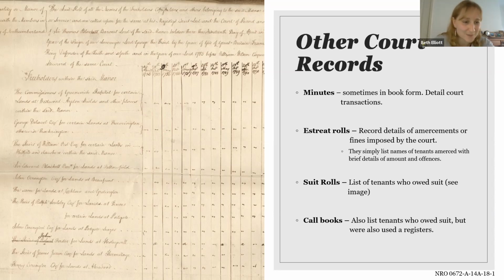If you look down towards John Forster, he's got quite a few A's next to his name. I think he's been amerced quite a bit. I don't think he's been attending his court. But again, you can get a lot of information even from what appears to be just a short list of people attending the court or not. You've got the names of the steward, the lord, the date of the record, some locations, some names of tenants. And you may also see call books. These also list the tenants who owed suit, but you find that these are used more as a register as well.